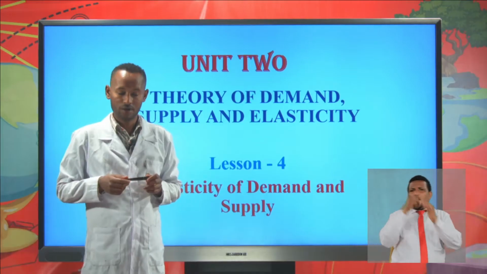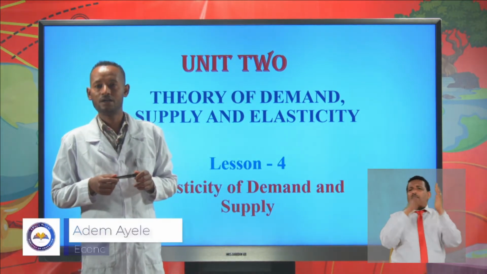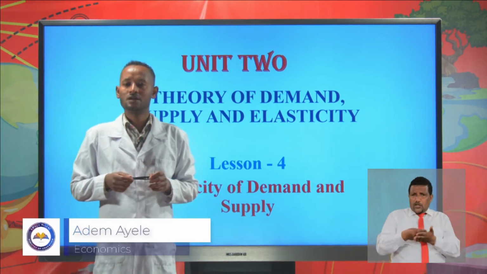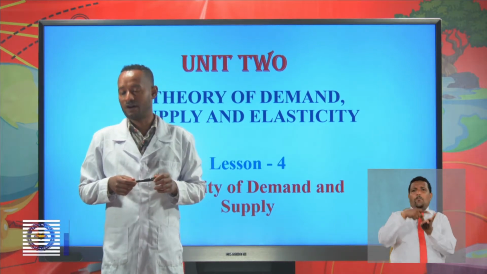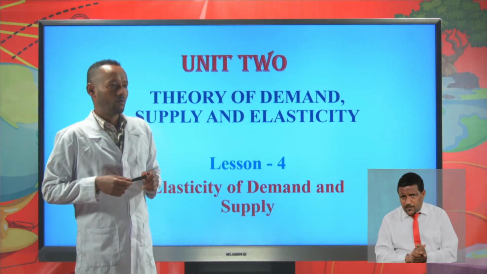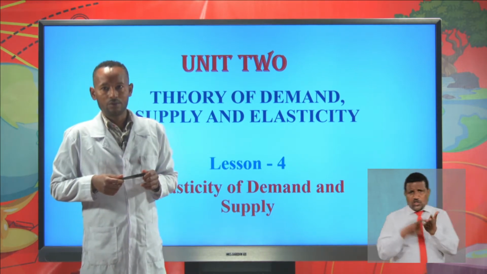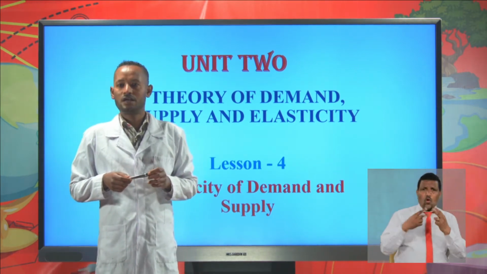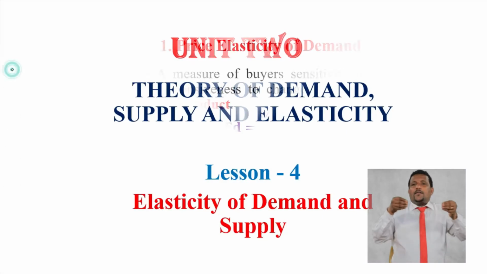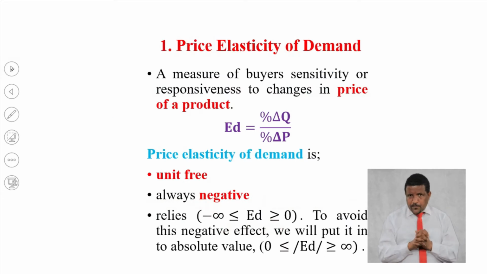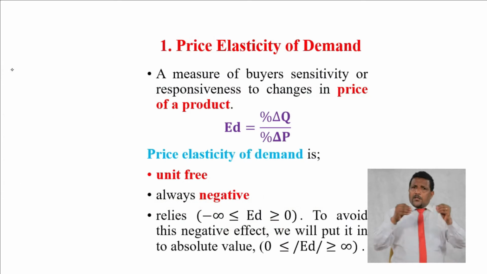The elasticity of demand and supply is a measure of buyers' and producers' or sellers' responsiveness or sensitivity to changes in price and other factors. For this lesson, we are going to see one of the elasticities of demand and supply, called the price elasticity of demand. Price elasticity of demand is a measure of the buyer's sensitivity or responsiveness to changes in the price of a product.